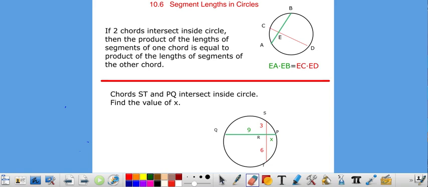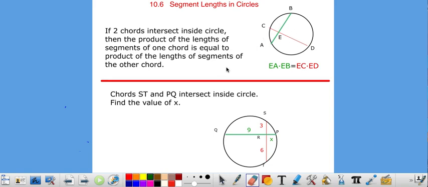So 10.6, we're looking at segment lengths in circles. We're basically going to look at two rules. It's kind of three rules, but it's mainly two rules that deal with segment lengths inside of a circle. Way back in 10.4 and 10.5, we saw a bunch of rules for angle measures inside of a circle and outside of a circle. That's what we're going to be talking about today, only instead of angle measures and arc measures, we're going to be talking about segment lengths of chords and tangent lines and stuff like that.